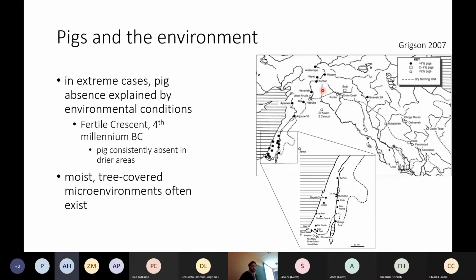There are exceptions, and this is because even in semi-desertic areas, we can have more tree-covered microenvironments which were used and exploited to favor some sort of pig herding.